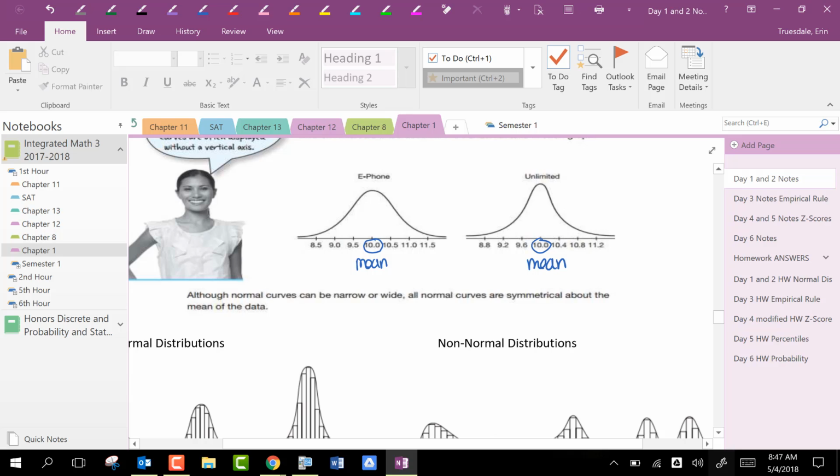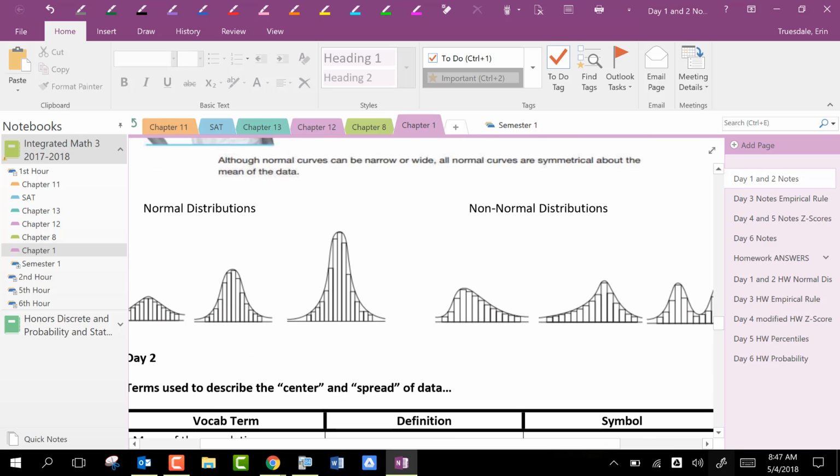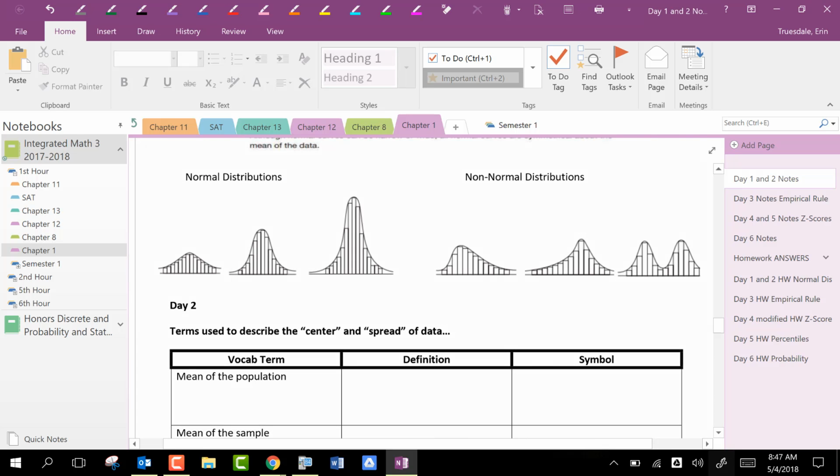Okay, it says, although the normal curves can be narrow or wide, all normal curves are symmetric about the mean of the data. So if you look at these first three graphs, those are all called normal curves, even though one is higher than the other. And each one has a mean right in the middle here. We use X with a bar over it to represent the mean. Okay, these ones would not be normal curves. We'll talk about what these are called on Monday, but these ones would not be normal. So if you had to pick out a normal curve, they have to be symmetric about the mean.